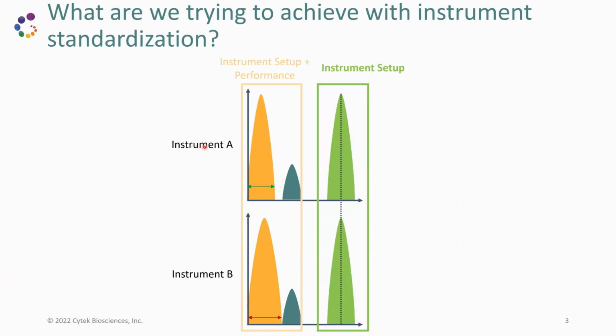So if we have two instruments, instrument A at the top and instrument B at the bottom, and we have a positive, the green population, a negative population, the orange one, and then a dim particle, the blue one, what we want to make sure is that the positives are in the same place in both instruments, and that the resolution, the separation between the orange and the green, is as similar as possible. Why? Because we want to be able to detect what is blue.